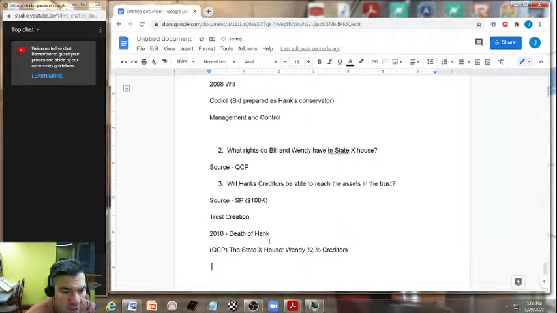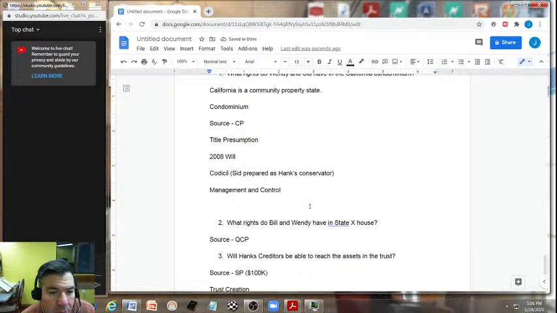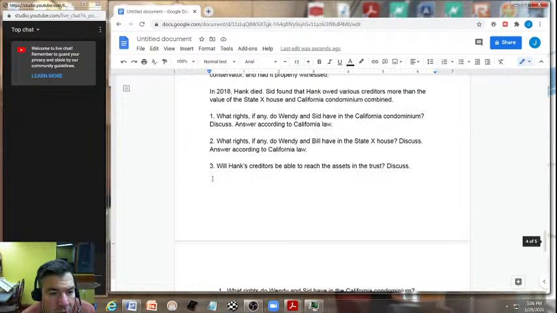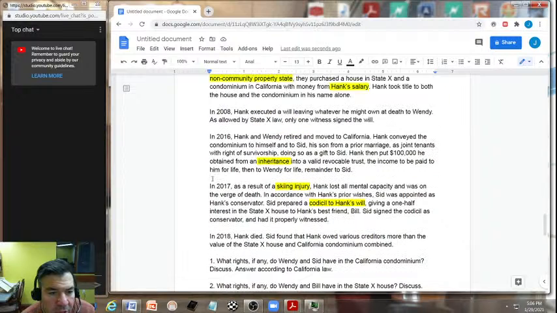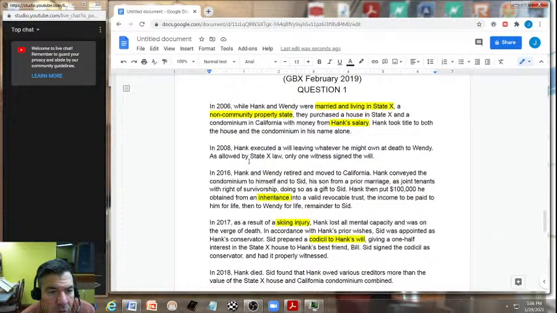Now for the condominium though, up here, remember the condominium was what up here? It was actually put into the will, if I remember correctly. Let's see right here. He conveyed the condominium to himself and to Sid, his son from a prior marriage, as joint tenants with right of survivorship, doing so as a gift to Sid.